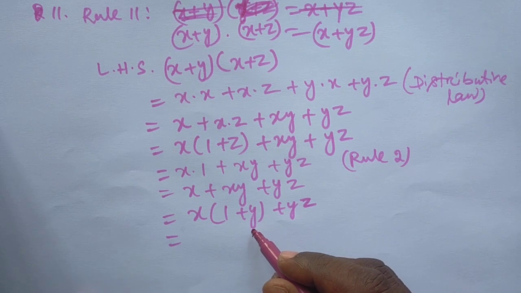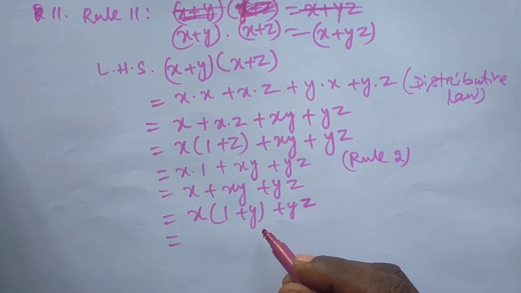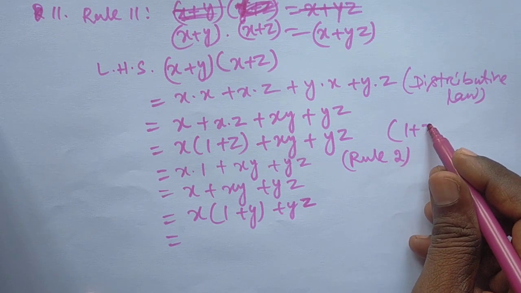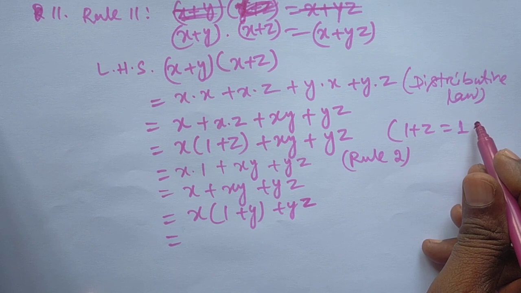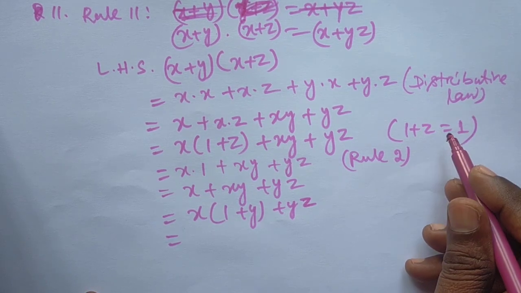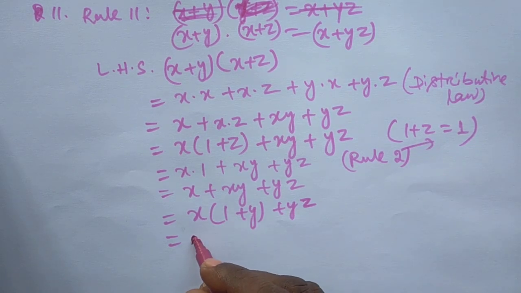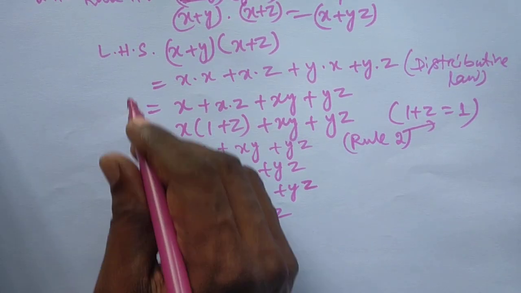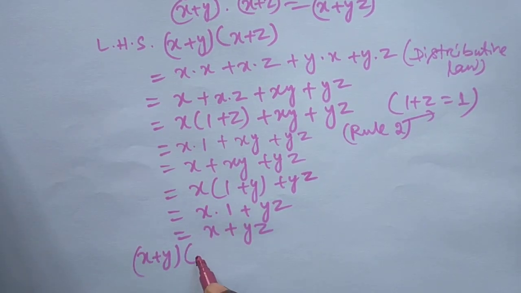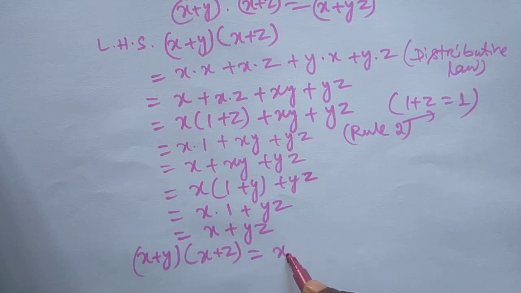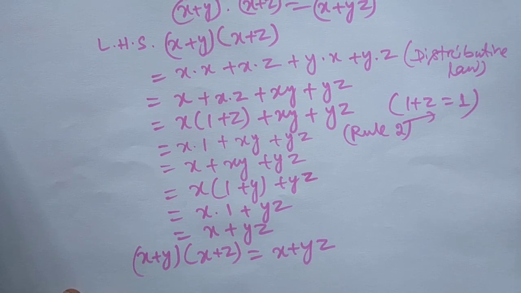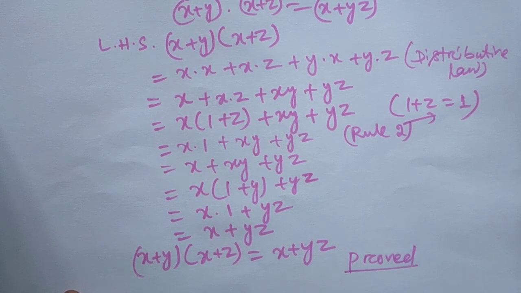Here similarly 1 plus y is equal to 1, we know that. As per this, here 1 plus z is equal to 1, as per rule 2. So in this way we can consider 1 plus y is equal to 1, that means x into (1 plus y plus z). Here x into 1 means x plus yz. So (x plus y) into (x plus z) is equal to x plus yz. Now it is proved. Very simple way.